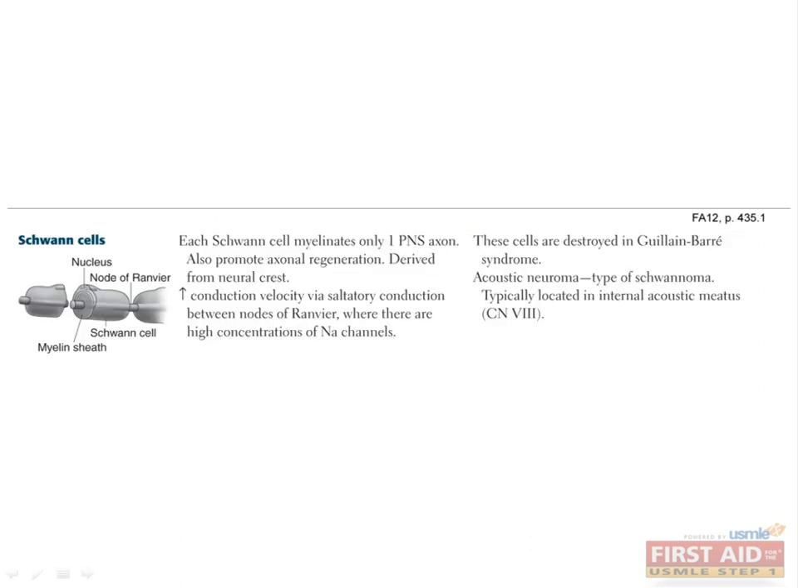Schwann cells myelinate axons in the peripheral nervous system. Oligodendroglia are central, Schwann cells are peripheral. Unlike the oligodendrocytes in the CNS, which can myelinate multiple axons, Schwann cells can only myelinate one axon each. Schwann cells are destroyed in the Guillain-Barré syndrome, and a very common tumor of Schwann cells is the so-called acoustic neuroma, which is more accurately described as vestibular schwannoma.